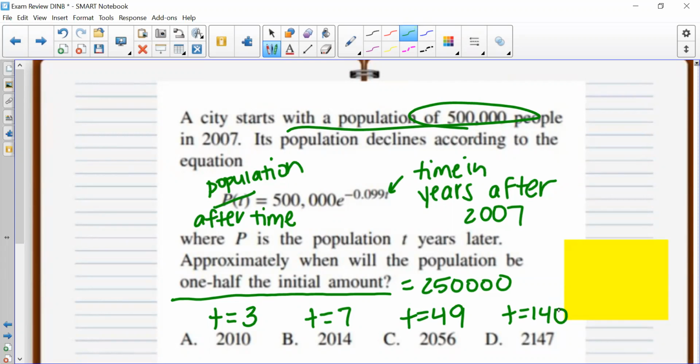All right, since they gave us an equation and answer choices, we can actually just plug these in and see which one gives us the closest population to 250,000. So we're going to go to Desmos and type in this equation, and we'll use the answer choices to help us. Remember, E is just the letter E, and it represents a number about 2.7. Okay, so let's go to Desmos now.